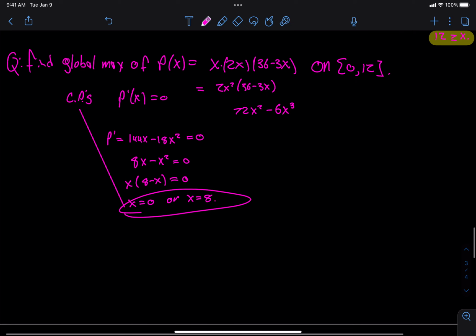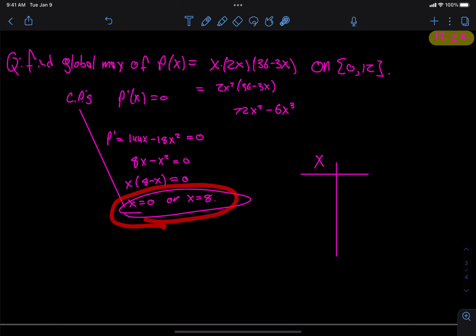So to find a global max, all I'm going to do is take this function and make my table of x values. And on my table, I am going to put both of my critical points and also the boundary points. But one of the critical points actually is a boundary point, namely x equals 0. So I'm only going to list that once. So it's 0, 8, and 12 go on here.